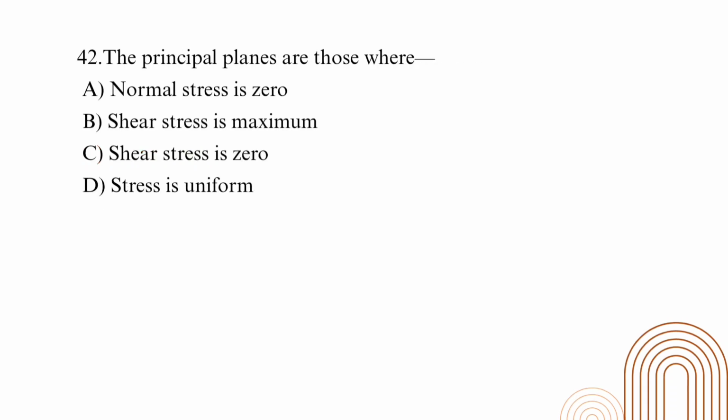Now the next is question number 42. The principal planes are those where, options are A, normal stress is 0, option B, shear stress is maximum, option C, shear stress is 0, and option D, stress is uniform. And the correct answer is option C, shear stress is 0. The principal planes are those where shear stress is 0.